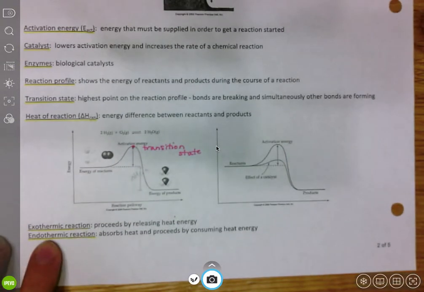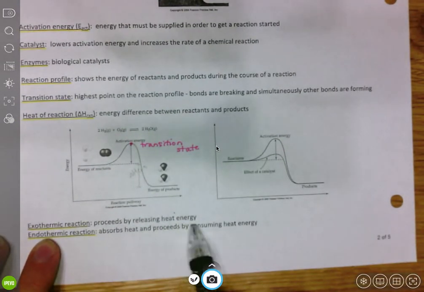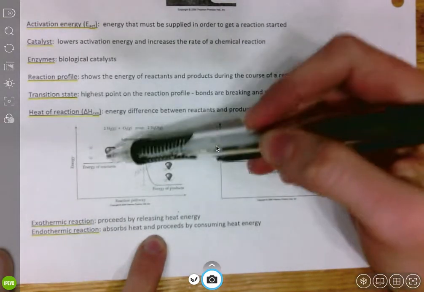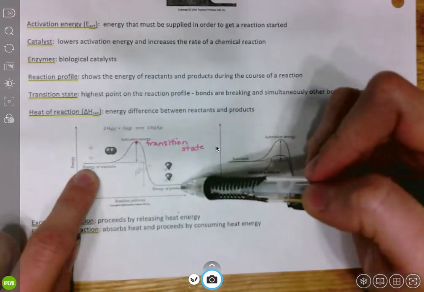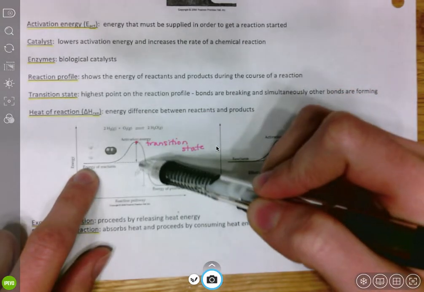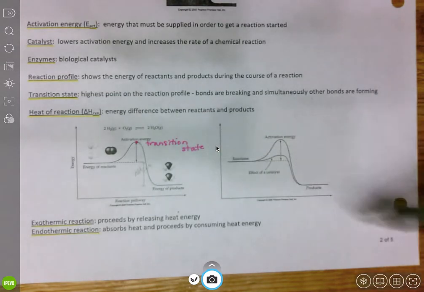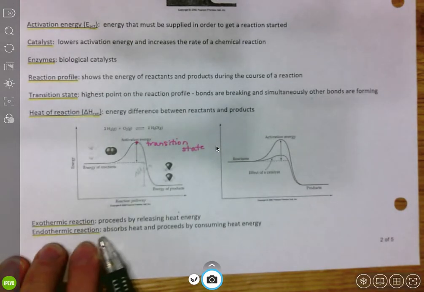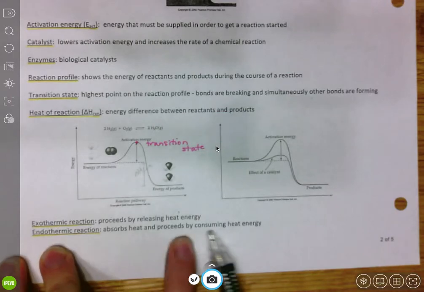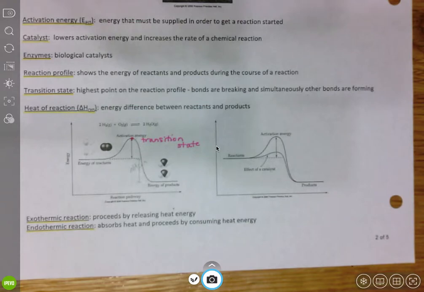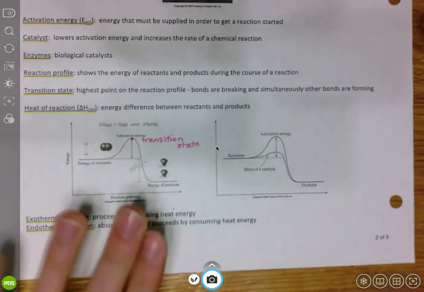Okay, exothermic reaction, we know this: it proceeds by releasing heat energy. Here, this is exothermic. The energy of our reactants is higher than the energy of products, so we are releasing energy. Both of these are exothermic. The next student exercise is an endothermic reaction. Endothermic absorbs heat and proceeds by consuming heat energy, so we need to put in heat energy in order for that reaction to occur.